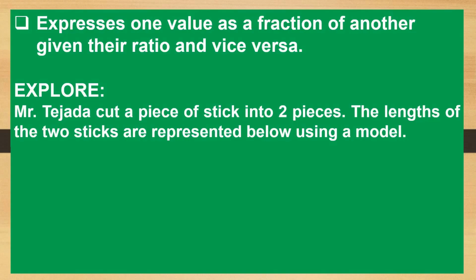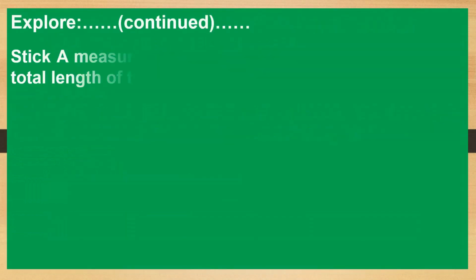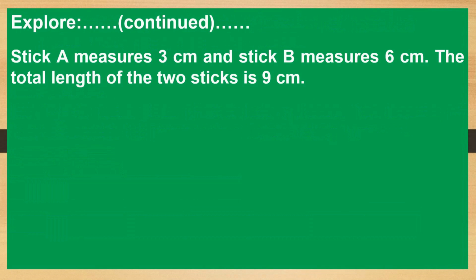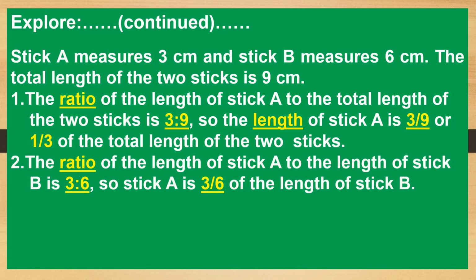Let's go to the word problem. Mr. Tihadak cut a piece of stick into 2 pieces. The lengths of the 2 sticks are represented below using a model. Stick A measures 3 centimeters and stick B measures 6 centimeters. The total length of the 2 sticks is 9 centimeters. Let's have number 1. The ratio of the length of the stick A to the total length of the 2 sticks is 3:9. So the length of the stick A is 3/9 or 1/3 of the total length of the 2 sticks. You reduce 3/9 to 1/3.